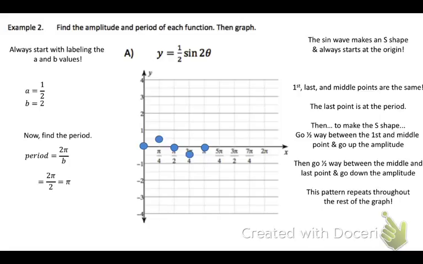Okay, and then this pattern just repeats itself. So at 5 pi fourths, I'm going to go up a half. 3 pi halves, it's at 0. 7 pi fourths, it's down a half. 2 pi, it's 0. Okay, and then there's our sine wave.